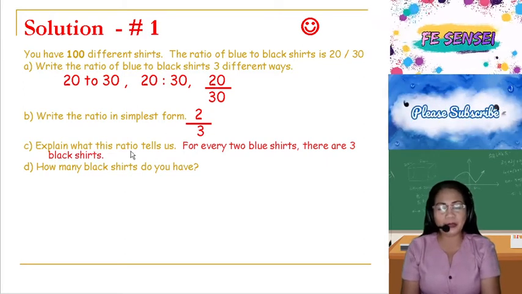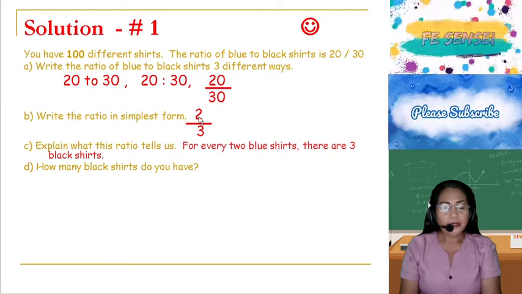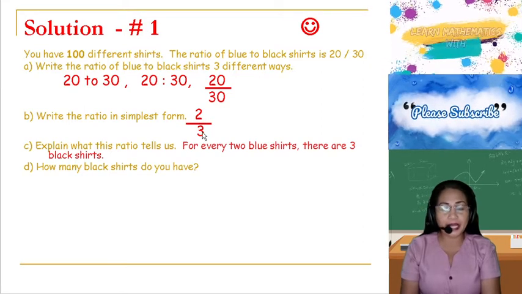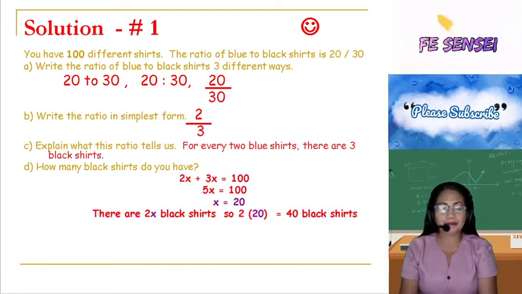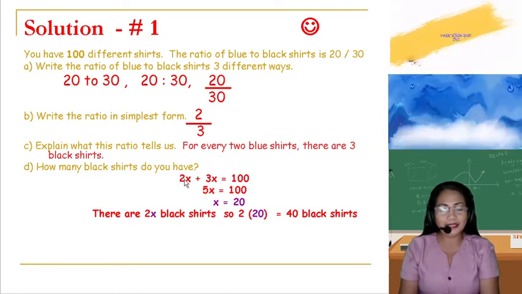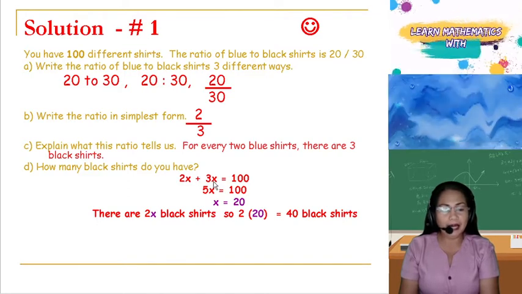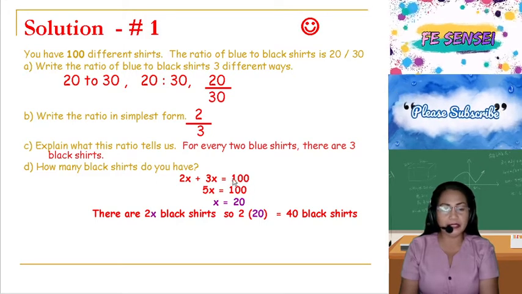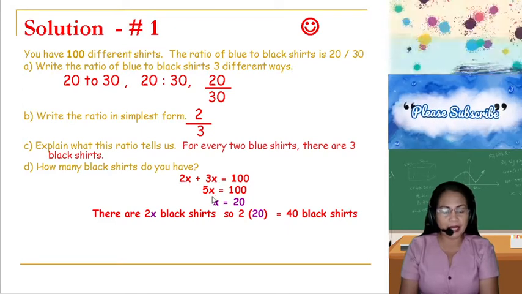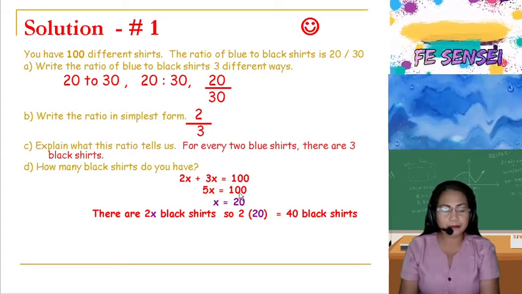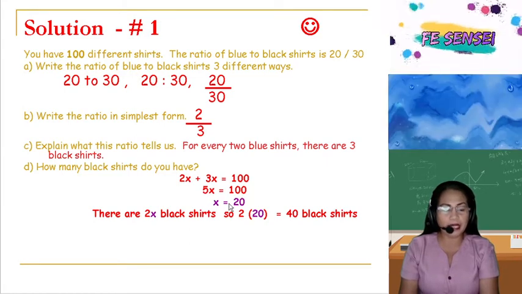Then explain what this ratio tells us. Okay, for every 2 blue shirts, there are 3 black shirts. And how many black shirts do you have? So, blue is 2x, plus 3x for black equals 100 shirts all in all. So, 2x plus 3x equals 5x equals 100. And if 5x equals 100, therefore x equals 20.